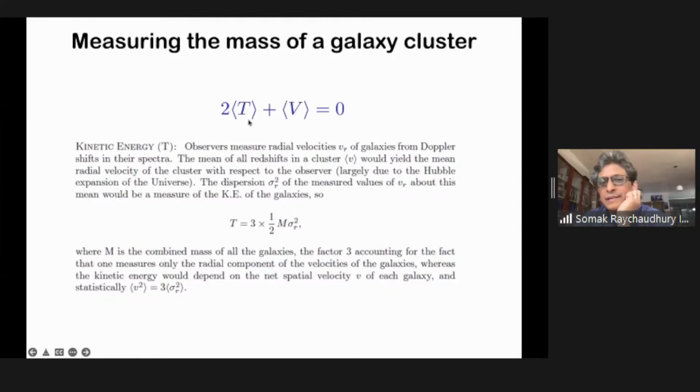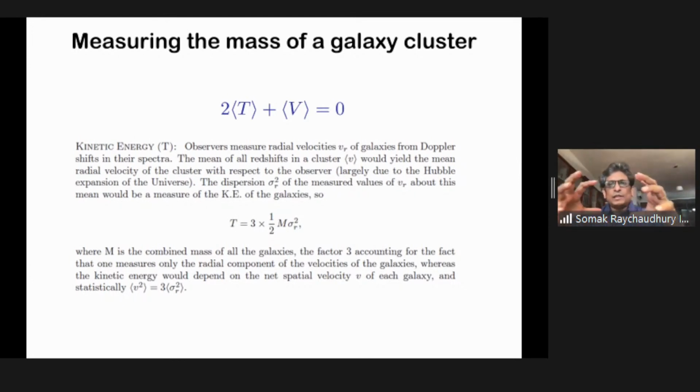How do you get the T? The T is if you take all the galaxies that belong to the cluster. And there's a question in the chat box asking, how do you know the galaxy belongs to the cluster? Good question. If you find all the galaxies that belong to the cluster, what you do is you find its velocity dispersion.